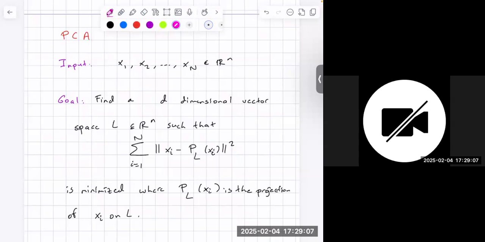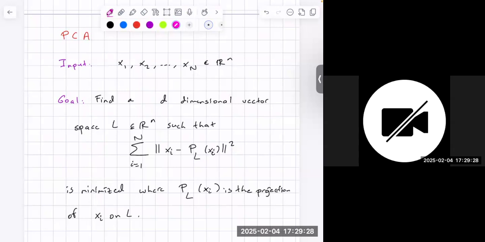That's the D here. You get to pick your D. Your data is living in a high dimension, and you want to find the best D-dimensional subspace of that big thing to fit your data. What do you mean by best?